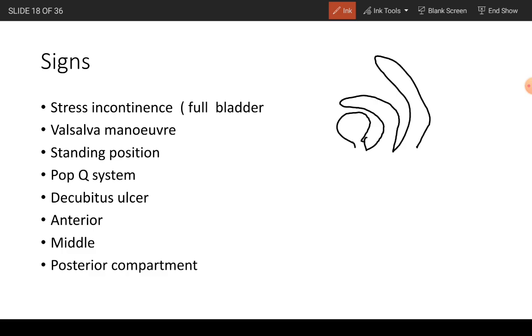So in the midline, as I have said, the pubocervical fascia will be there, and with any weakening, what happens? The bladder protrudes. That is anterior cystocele.